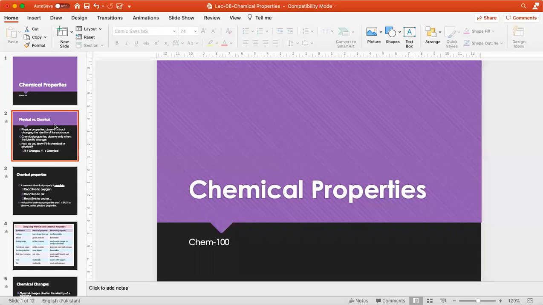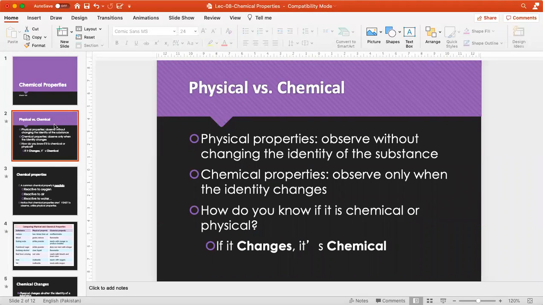So first, if we compare physical and chemical properties, we can say that physical properties are observed without changing the identity of the substance. But chemical properties are observed only when the identity changes. So physical properties mean there is no change in the identity of the substance, but in chemical properties there is an obvious change in the identity of the substance. Now, how do you know if it is chemical or physical? Very briefly, if something is changed, we say that this is a chemical change.